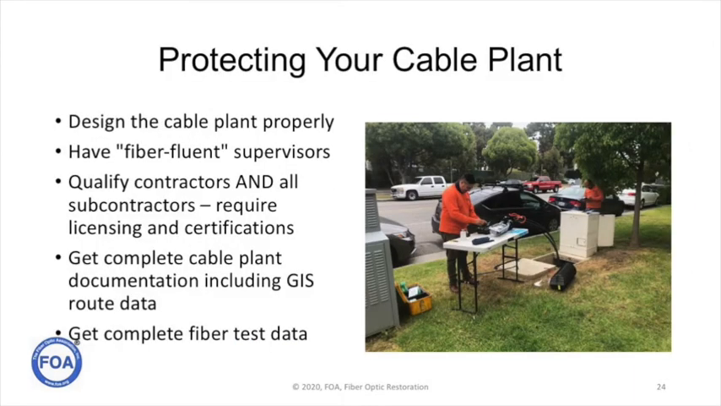There are a lot of things you can do as the owner of a cable plant to prevent potential damaging situations. The first one, of course, is to design the cable plant properly, and we'll talk about that in the next lecture. Have supervisors overseeing the contractors that know what fiber is about and how things should be done correctly. Qualify your contractors and all their subcontractors. Require licensing and certification for all workers doing work on your project. Get complete cable plant documentation, including GIS route data, which can be used to warn the next contractor digging in the area where your cables are. And get complete fiber test data to make sure that your cable was all installed properly. That's what tells you it was done right.